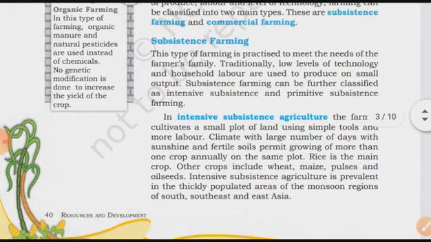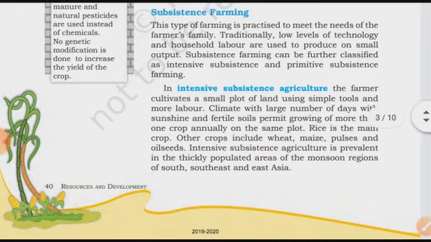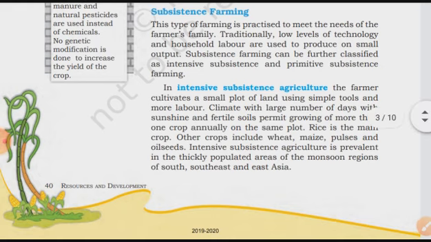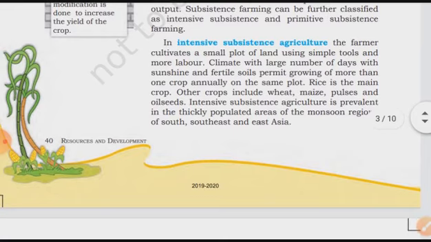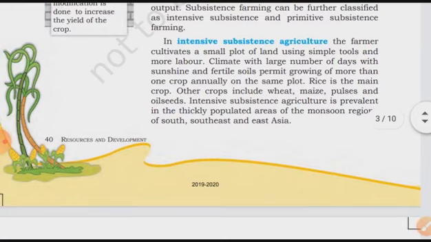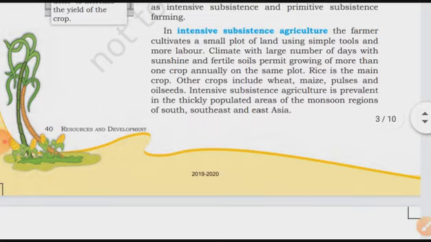Subsistence farming can be further classified into intensive subsistence and primitive subsistence farming. So they have also categorized subsistence farming in two categories, that is intensive subsistence and primitive subsistence. In intensive subsistence farming, the farmer cultivates a small plot of land using simple tools and more laborers.